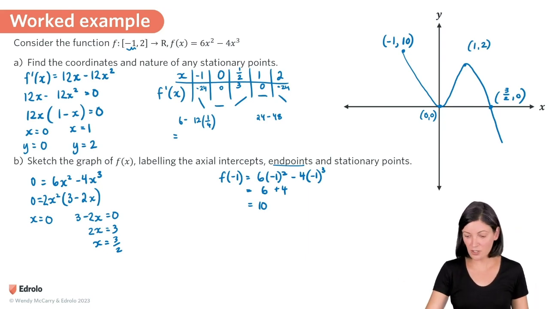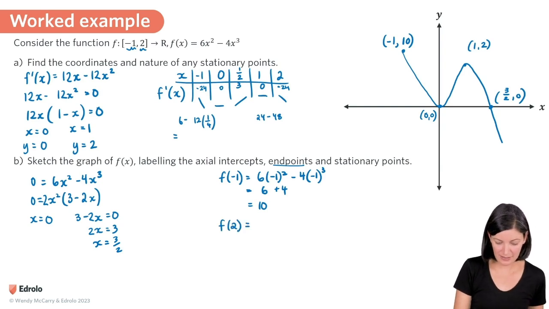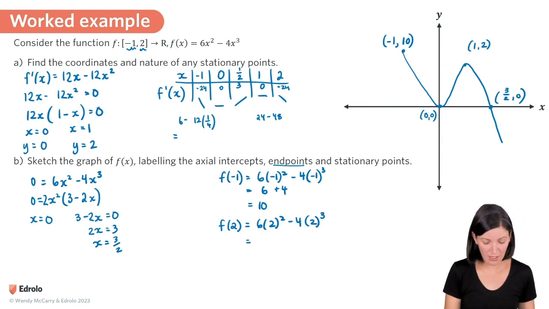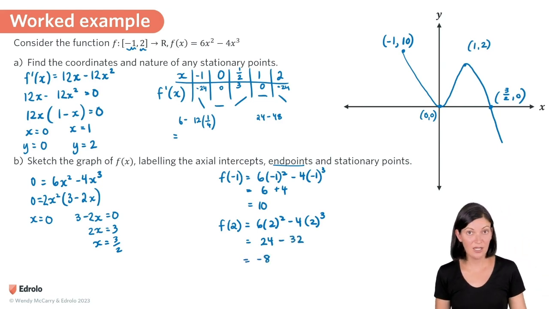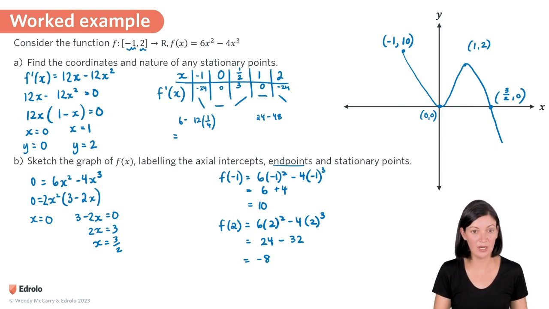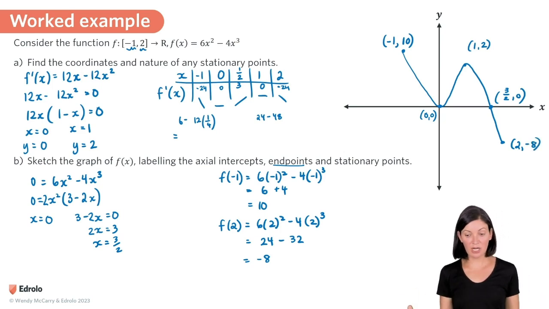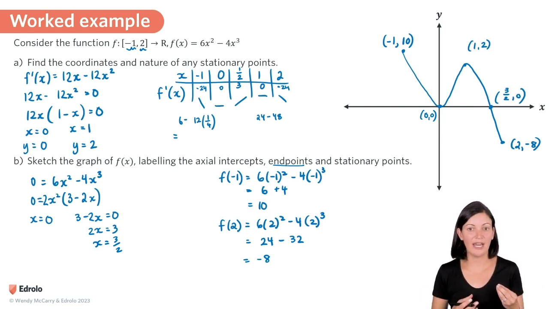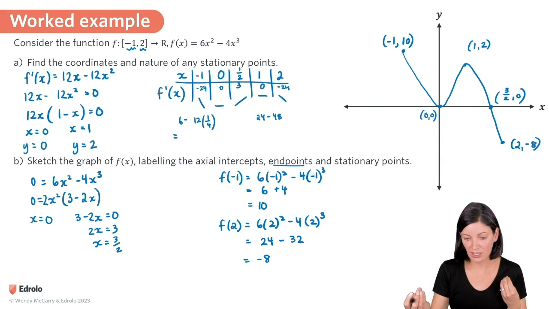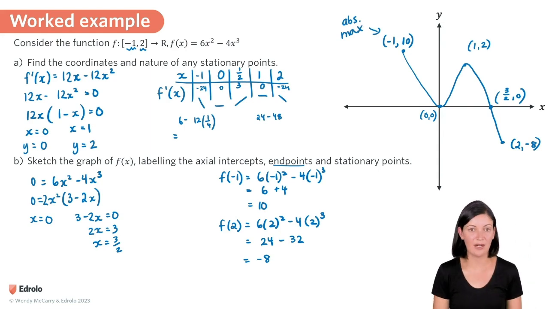Let's find our other endpoint, which is when x is equal to 2. If we do f at 2, we get 6 times 2 squared minus 4 times 2 cubed. Working that out, we have 24 minus 32, which is -8. So my second endpoint is the point (2, -8), which is down here. And there's my graph. Looking at this, we can also ascertain my absolute maximum and my absolute minimum. You can see that my absolute maximum would be that endpoint there, (-1, 10).